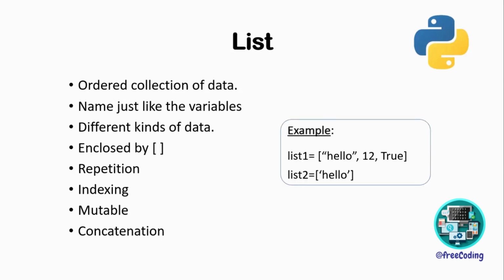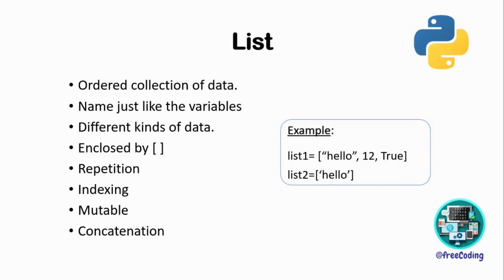And here is an example. So you have two lists here, list 1 and list 2. In list 1, you have different kinds of data: hello, 12, and true. So it's a list because it's enclosed by square brackets. And list 2 is also considered a list. Just one item is being stored, enclosed by square brackets. And make sure you separate all the items by using a comma. So hello, comma, 12, comma, true.